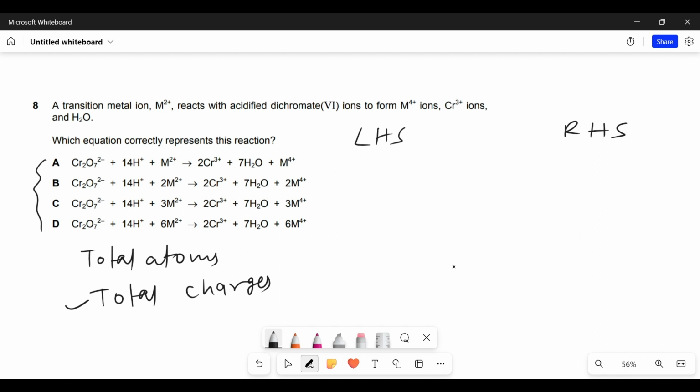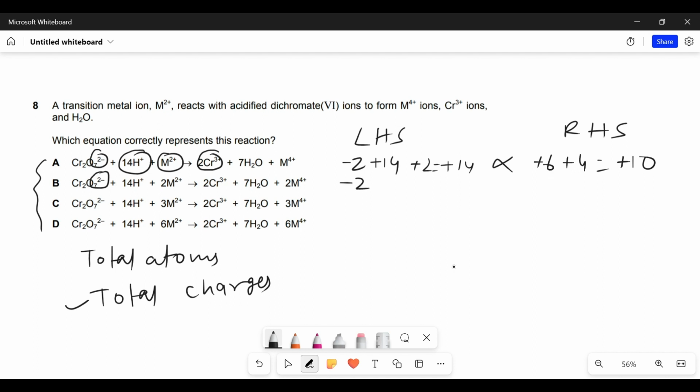So let's look at total charges on both sides, left hand side and right hand side of the reaction. Let's look at option A. There is 2 negative, minus 2, 14 positive, plus 14, plus 2, which comes out to be +14. Let's look at the right hand side. 2 3s are 6, plus 6. This is neutral. This is 4 plus, which is +10. These are not equal.